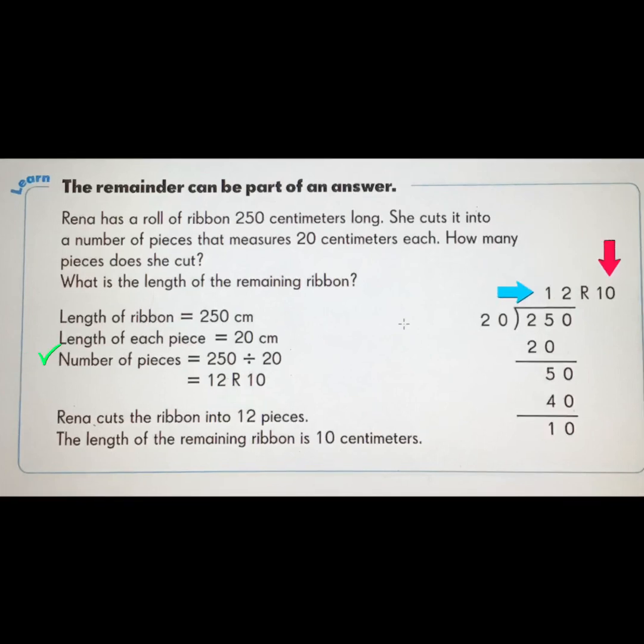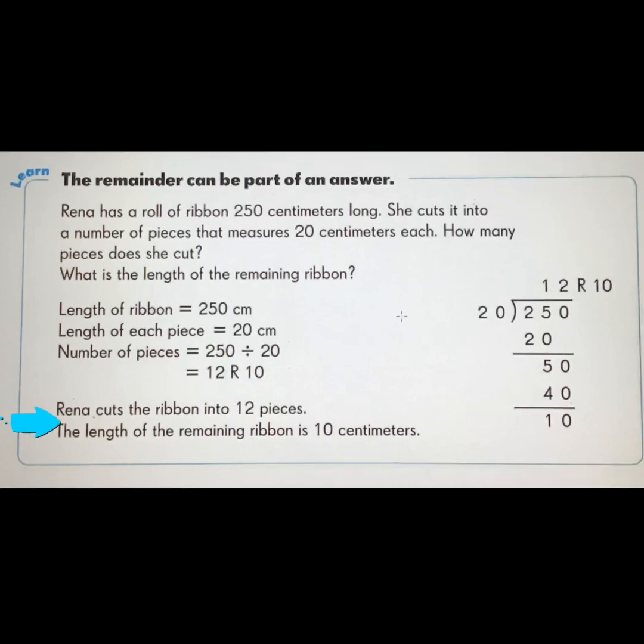Once we divide 250 by 20, we will find that she cuts 12 even pieces and that you are left with a remainder. We're going to include this remainder in the answer because the remainder answers the second question. Lastly, to provide the statements for our questions, we can now answer how many pieces does she cut. Rena cuts the ribbon into 12 pieces. And what is the length of the remaining ribbon? The length of the remaining ribbon is 10 centimeters.